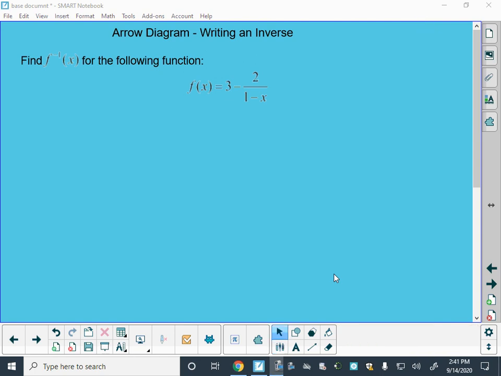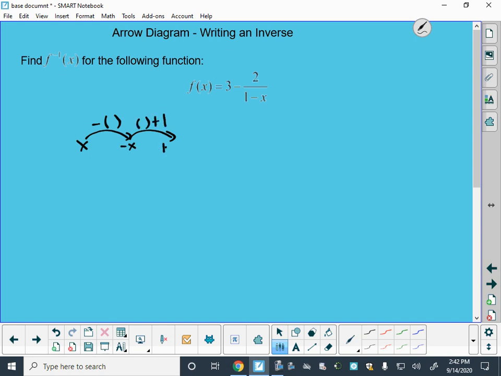But the first thing we're going to do is make the arrow diagram. So I will do that here. I start with the x. It needs to get a negative in front of it, so I'm going to sign change that. I want to make sure that I don't put anything on an arrow that I don't know for sure what the opposite of that arrow is. That's going to drop a negative x right there, so then I need to add a 1 to make it a 1 minus x.